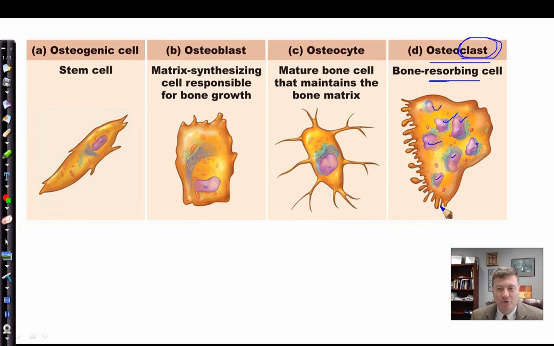These osteoclasts are kind of different cells, because they derive from monocytes, which are kind of white blood cells, but then they differentiate into these specialized bone destroying cells that you see here.